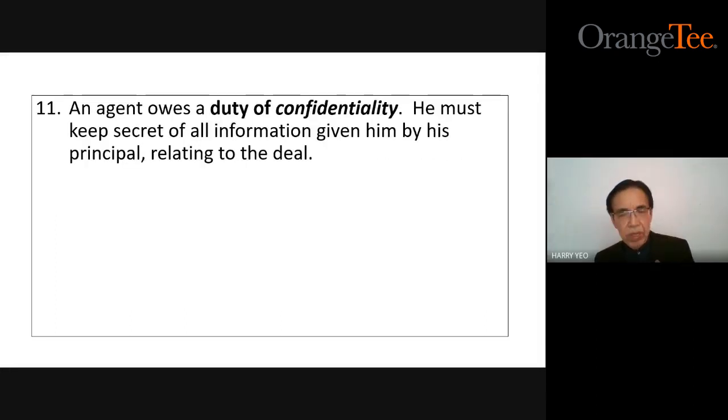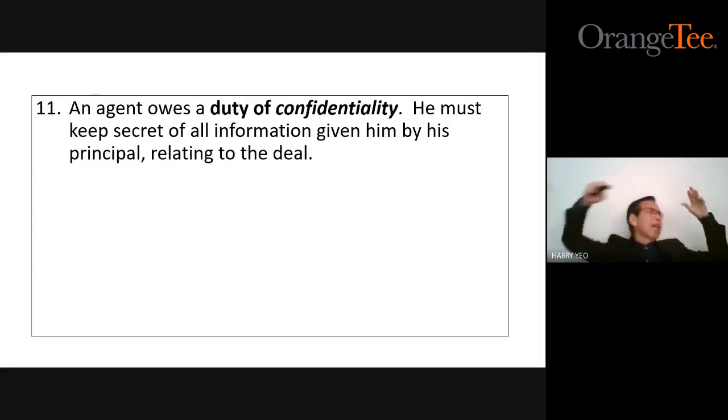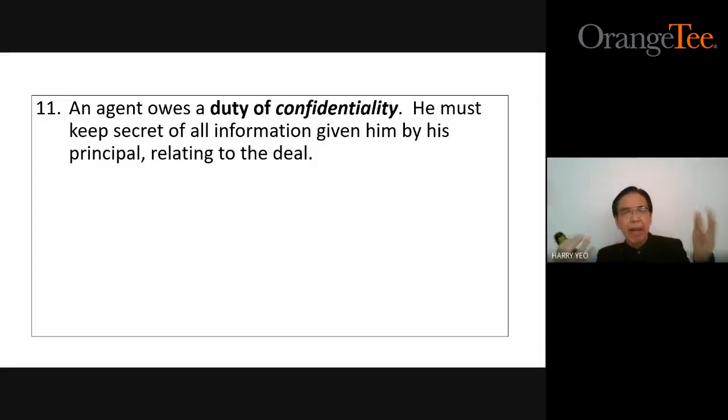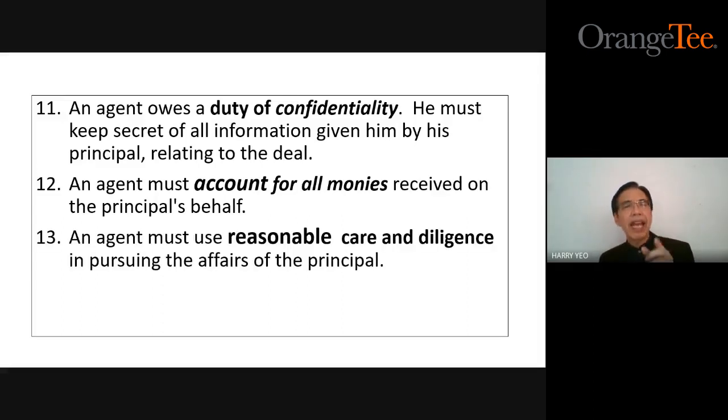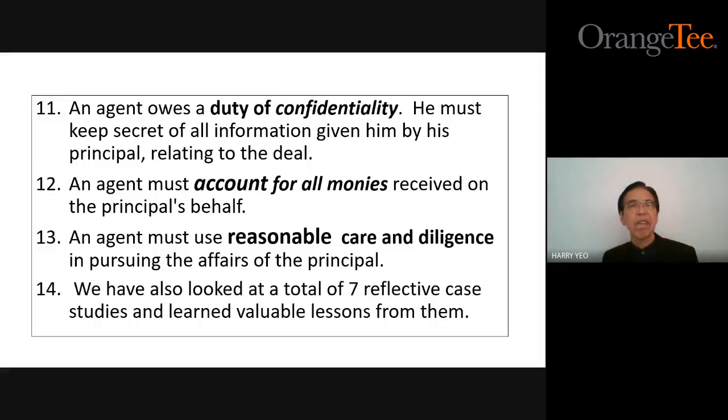An agent also has a duty of confidential information. Keep secret. Oh, my client is going to be bankrupt, can sell it, hurry. What kind of agent are you? You're supposed to protect the interest of the client, and you expose the client. That's bad. An agent must account for all monies received. If you receive money, keep it separate. No commingling. An agent, you are licensed by CEA. You must have a reasonable standard of competence, failing which, warning, fine, suspension, revocation of license.